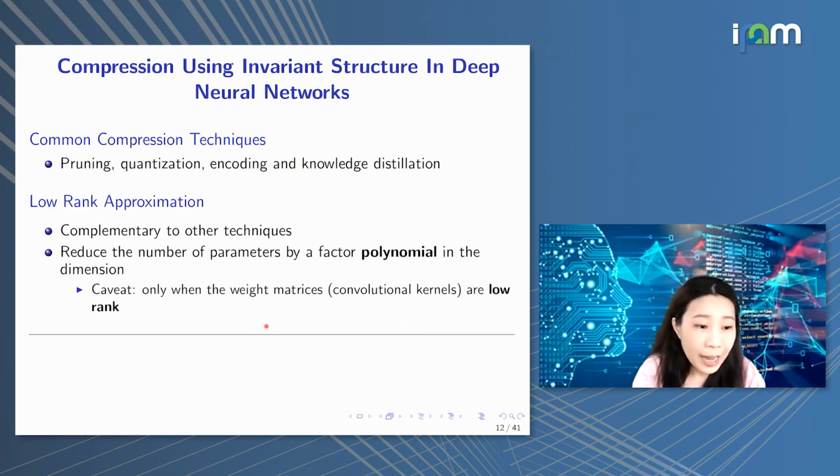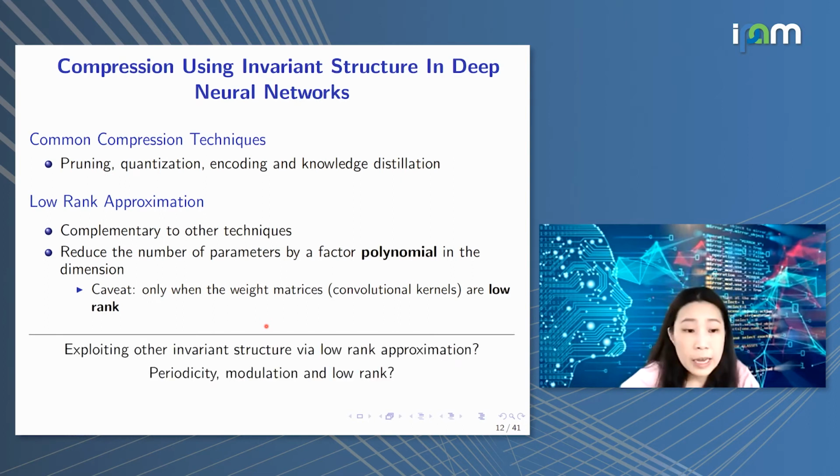But there is a line of work which is called low-rank approximations. It's basically complementary to the other techniques I mentioned above, and it reduces the number of parameters by a factor polynomial in the dimension. So that's nice, but there is a caveat: it only works when the weight matrices are actually low rank. In the convolutional neural network case, which is usually the most popular type of neural network that we use recently, those are usually convolutional kernels, and it's really hard to say whether those convolutional kernels are actually low rank. So basically, simply assuming low rankness might not work. So the question here is, can we exploit other invariant structures beyond low rank approximation, such as periodicity, modulation, or other things?